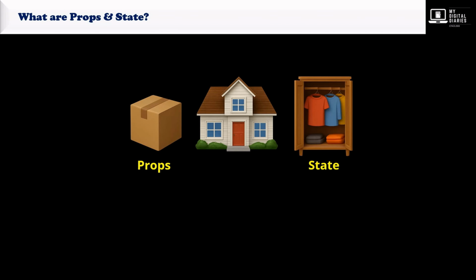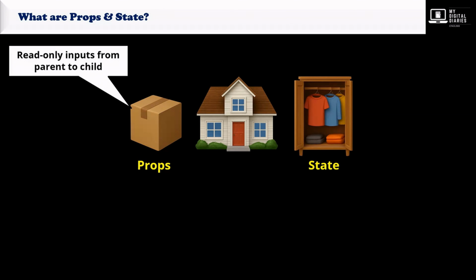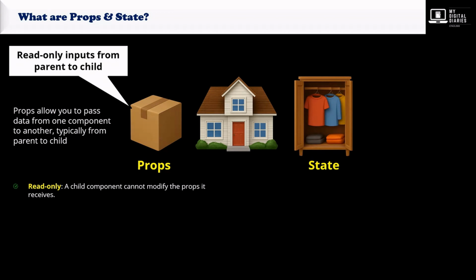Now that the basics are clear, let's quickly look at the key features of props and state. Props are read-only inputs that flow from a parent component to a child component. This means the child can use this data, but it cannot change it. This is how components communicate with each other in React. So props allow you to pass data from one component to another, typically from parent to child. Props are read-only. A child component cannot modify the props it receives. This keeps data flow predictable and safe.